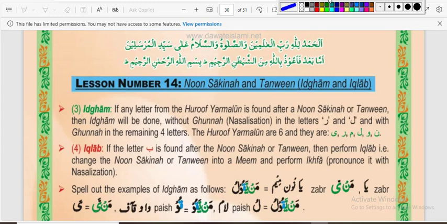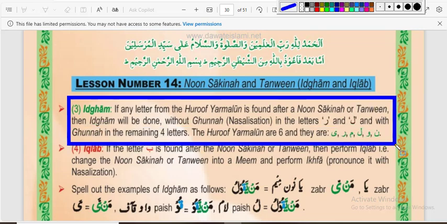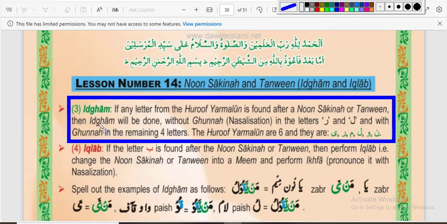and iqlab. I am highlighting the first rule, rule number 3, that is about idgham. Idgham actually means to mix up together, like mixing up a letter with the letter. In tajweed, in the rules of noon sakin and tanween, if after noon sakin or tanween, these are two conditions, any of these 6 letters come, so we have to mix up noon sakin or tanween into these letters.